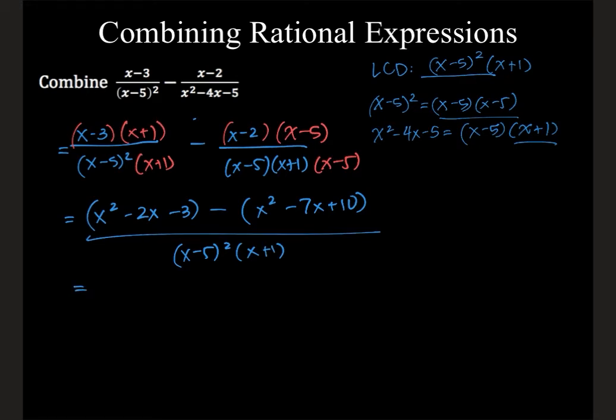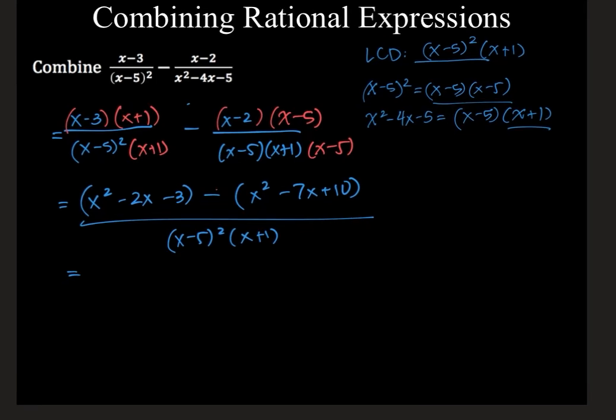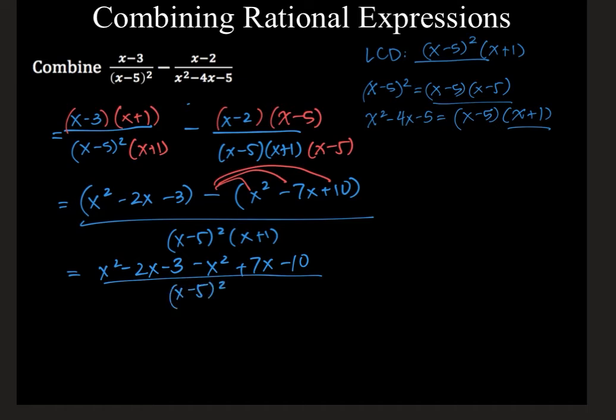I'll combine these by first distributing that negative sign, right? I do it as if I'm just combining polynomials, right? Subtracting polynomials. I'll distribute that negative sign, and that would change the sign of everything on the inside. So I'll rewrite it. It becomes x² - x², negative x², positive 7x, negative 10. Then we'll combine all of those over (x - 5)² times (x + 1). x² and x² are canceled out.